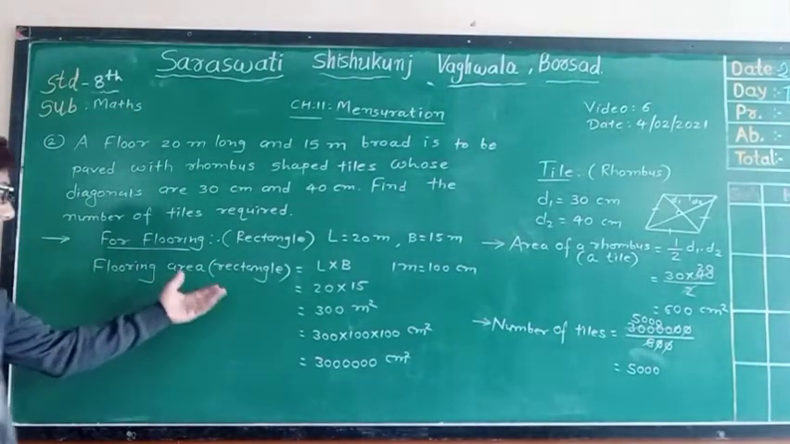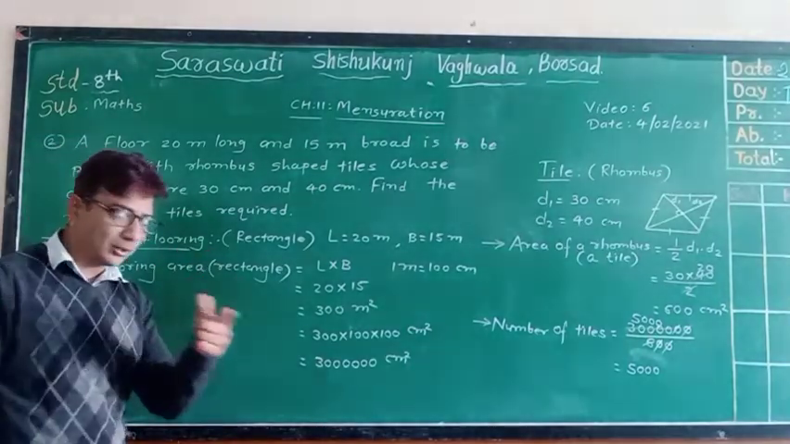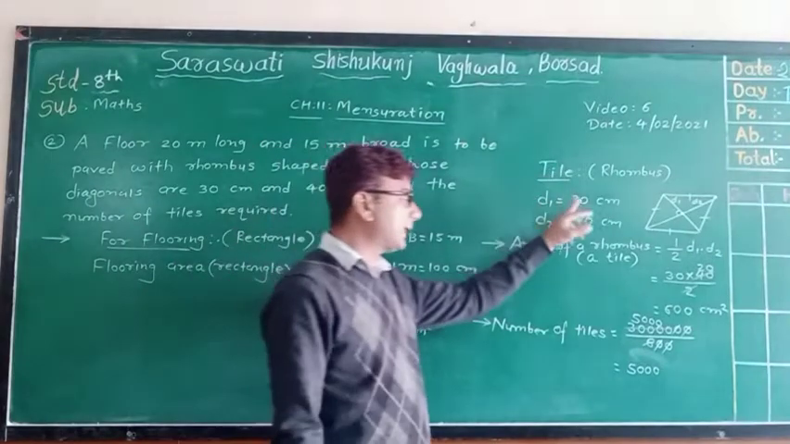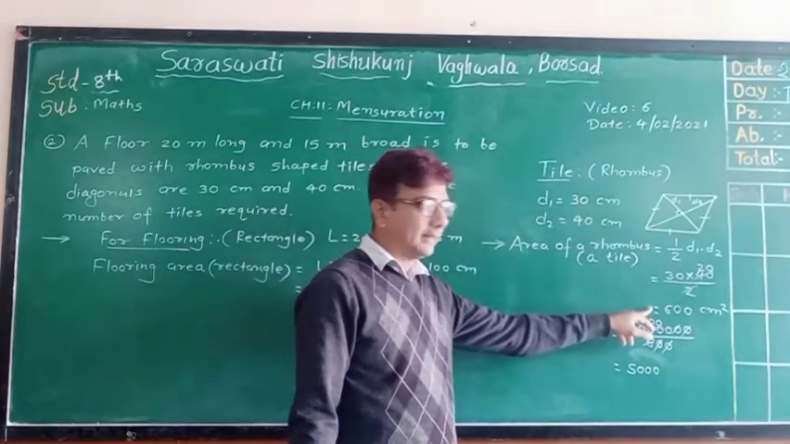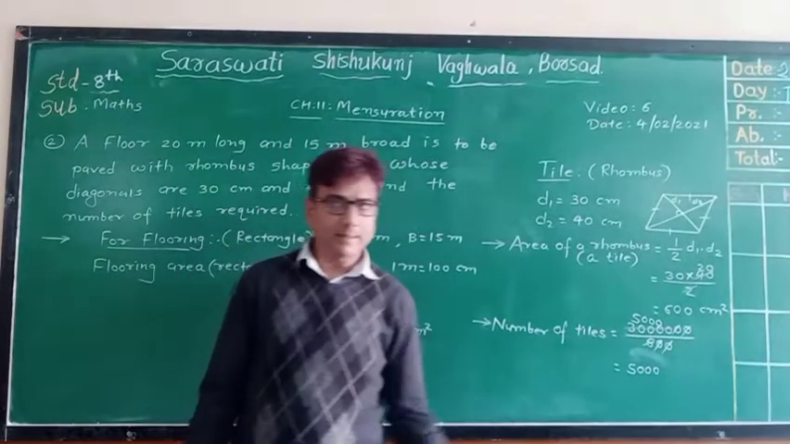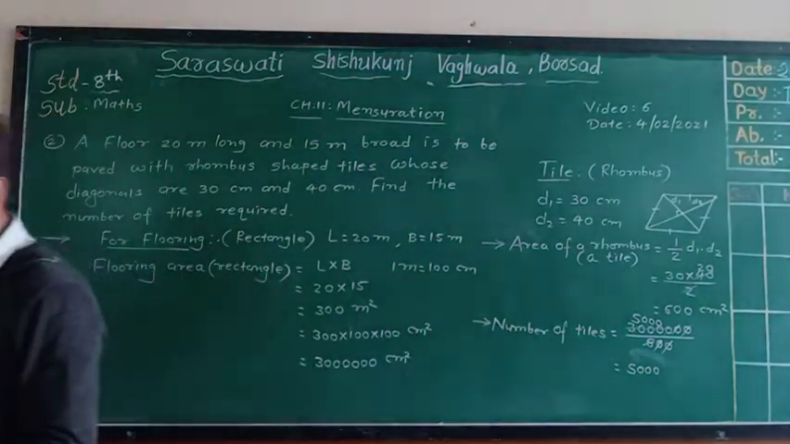Understood? So in this sum we first found the total flooring area, that is 30 lakhs, and one tile's area, rhombus type, is 600 centimeters square. Then we divide this 30 lakhs by 600 centimeters square, so we can get the number of tiles.